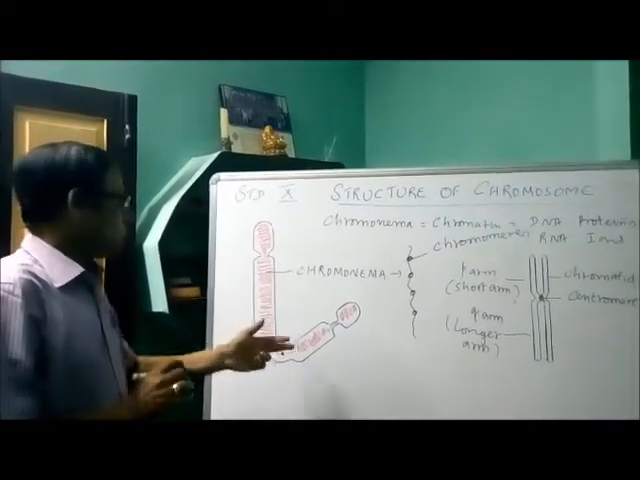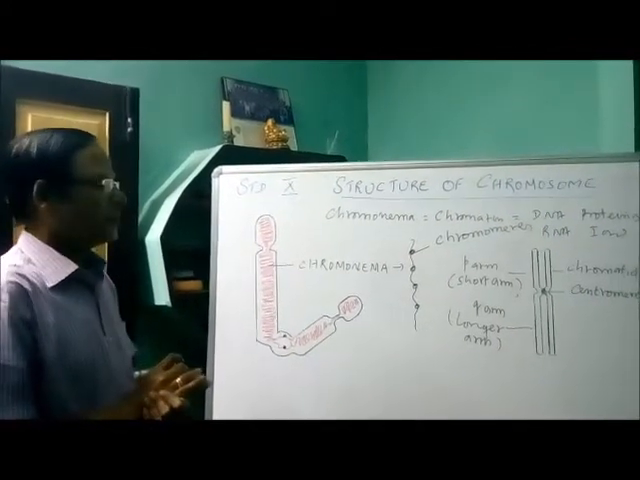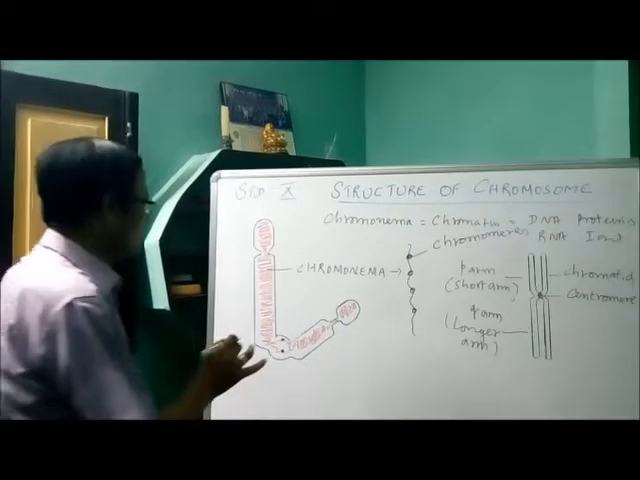Now, the two arms are connected by means of a narrow region. That narrow region is called the centromere.